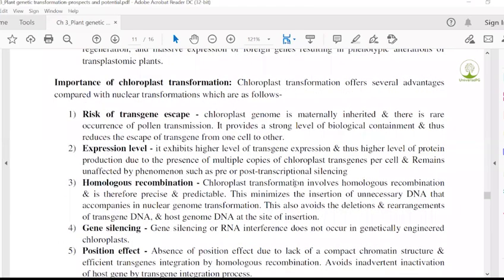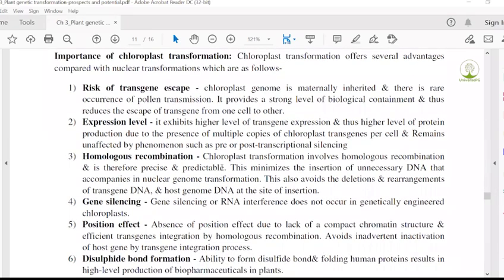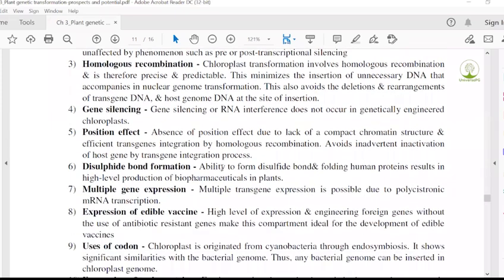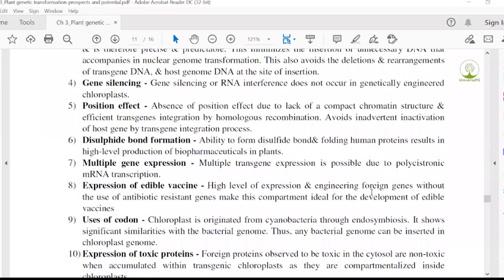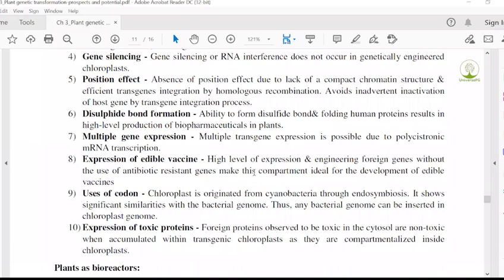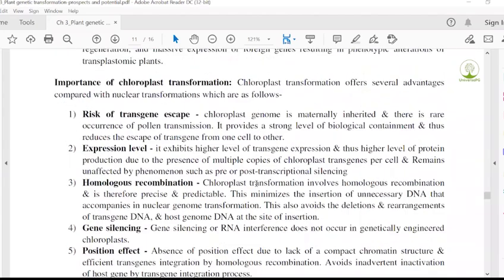Importance of chloroplast transformation. Another such importance that we found from chloroplast transformation in plants. First, risks of transgene escape. Second, expression level, homologous recombination, gene silencing, position effect, disulfide bond formation, multiple gene expression, expression of edible vaccine, use of codon, expression of toxic protein. You just read the main points of the topic.